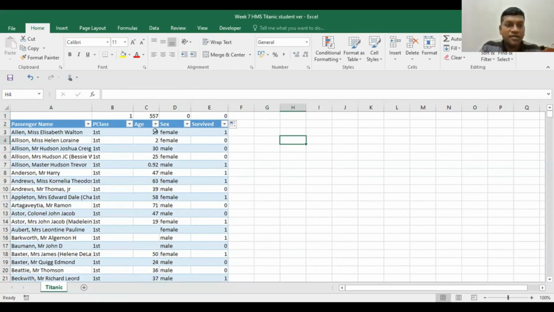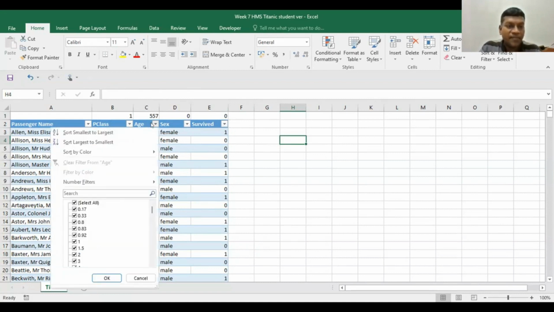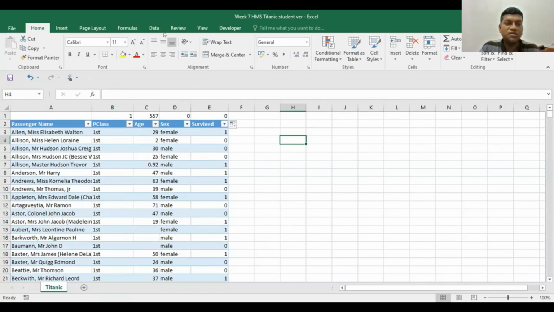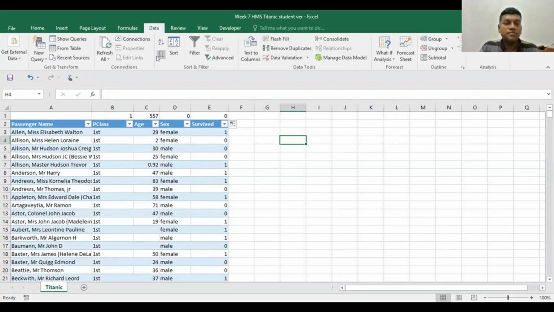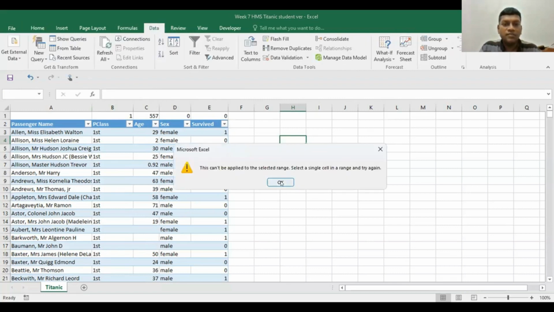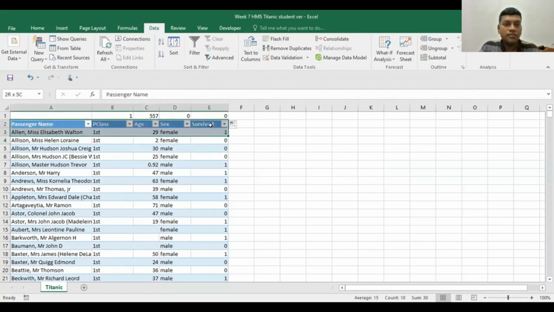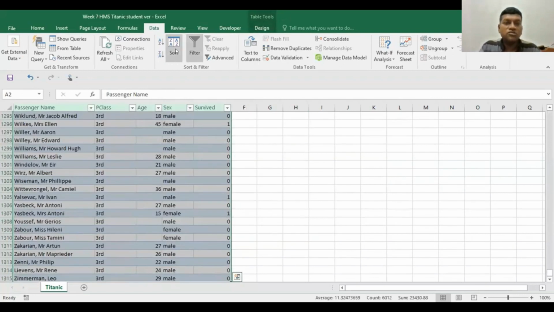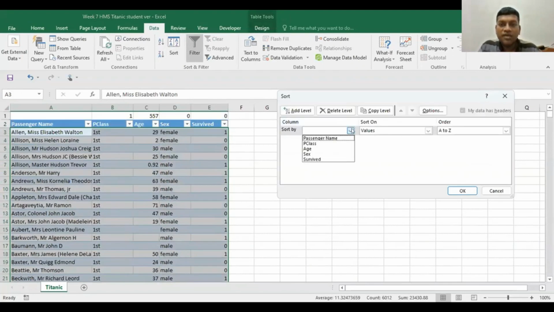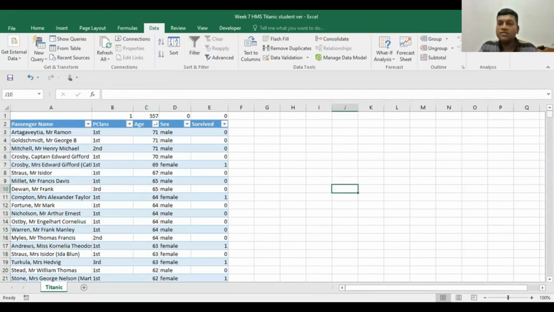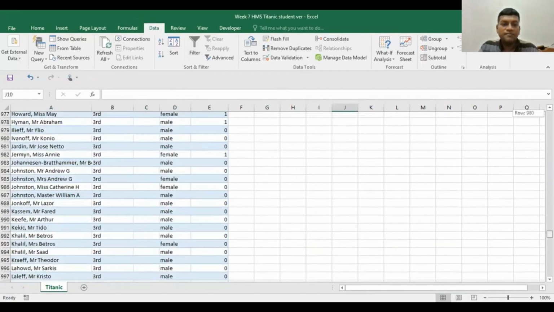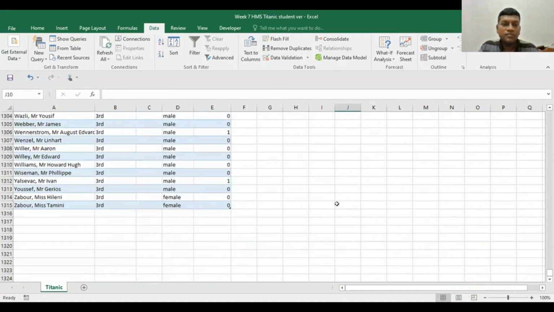How do we delete it? Let me arrange this in ascending order by the age. Data, sort by age, largest to smallest.